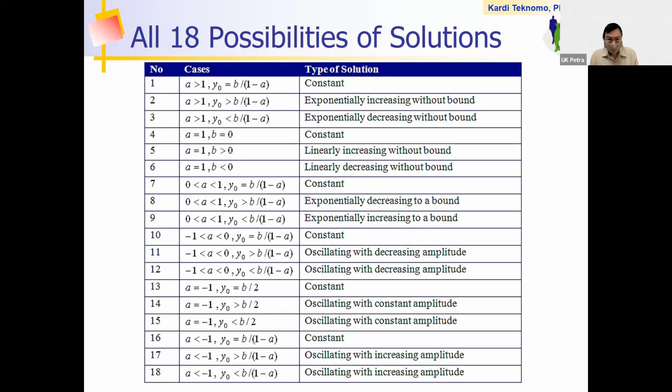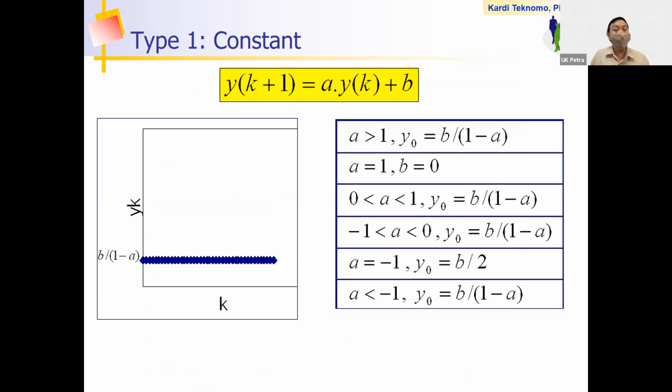These are the behaviors of the affine difference equation. I like mathematics, so what I'm doing is looking at the pattern, finding the solution and the behavior, and putting them into a classification. Now I can reduce that to only 10 cases. Let us see what constant means. These are the patterns of the formula.